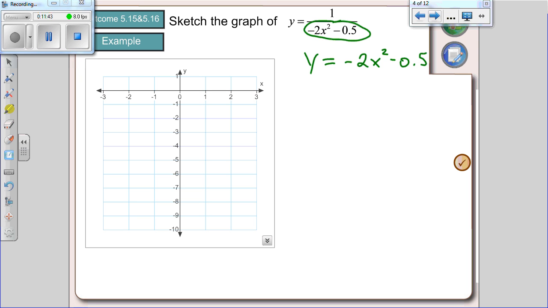So let's start with what we know. Our y-intercept is at negative a half. So right here, negative a half. I know it's facing downwards, but I don't know exactly how it's facing downwards. So what I want you to do is there's 2 magical points that would be very useful to know.